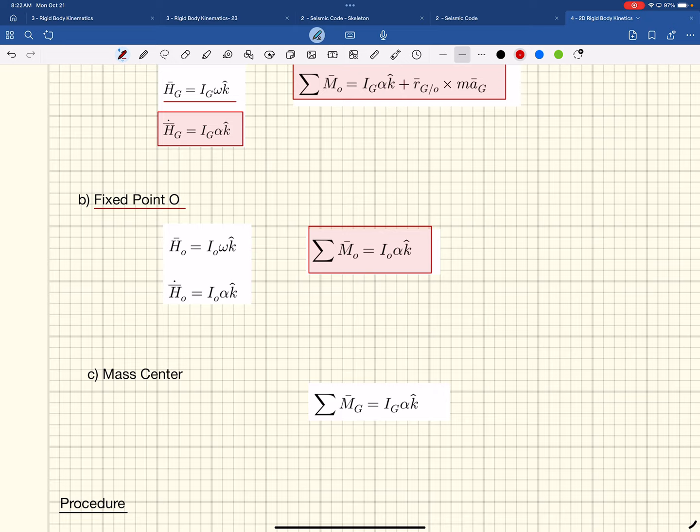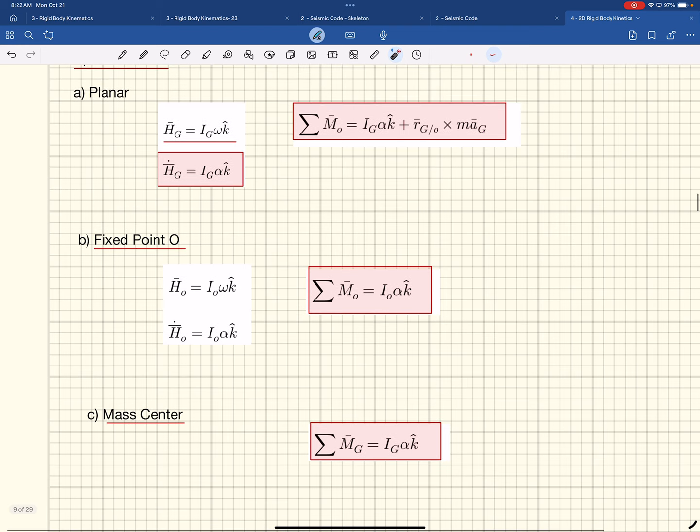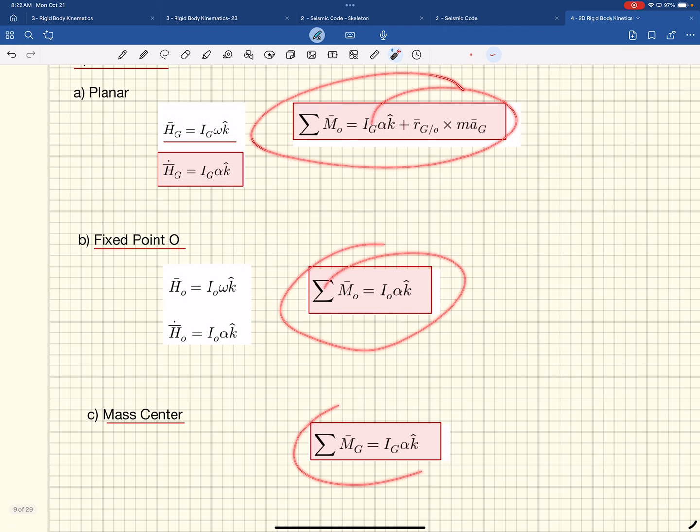And then our third equation: if we're summing the moments about a mass center, then it just becomes IG times alpha. Basically, this second part goes away because RG as seen from G is 0. And so you're just left with this. Most of our cases are going to be this one and this one. I don't think we'll have many with an arbitrary point, this one, but most of them are these.